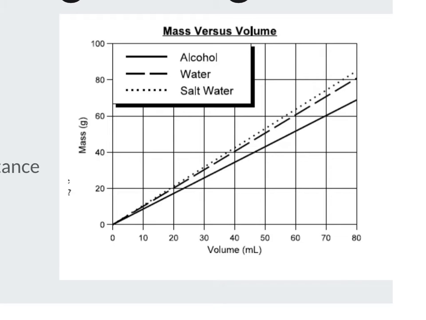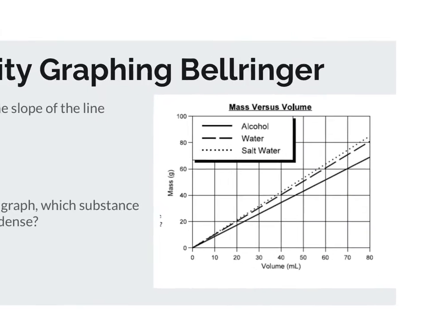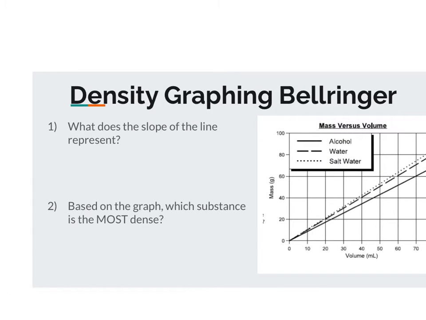Well, my rise is the mass divided by the run, which is volume. Mass divided by volume is what? Density. So if I said solve for the density of a substance using this graph, really all I'm asking you to do is figure out its slope, right? All right, so number 1, it says, what does the slope of the line represent? Well, then it represents density.